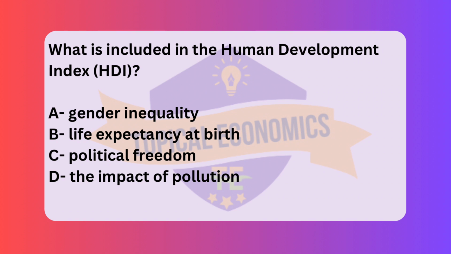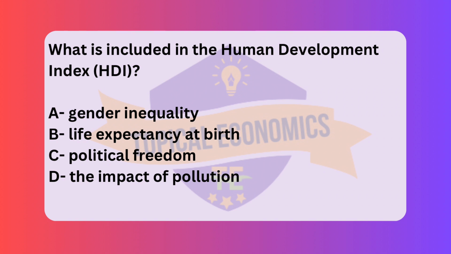Analyzing the other options. Option A. Gender inequality is incorrect. While gender inequality is a critical issue in human development, it is not part of the HDI. However, the Gender Inequality Index, GII, a separate measure developed by the UNDP, specifically focuses on gender inequality in areas like reproductive health, empowerment, and economic activity. Gender inequality is not considered in the HDI itself.